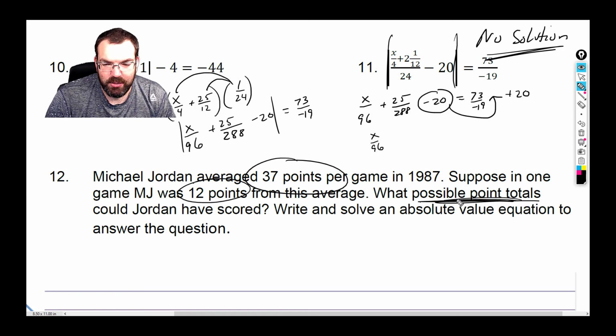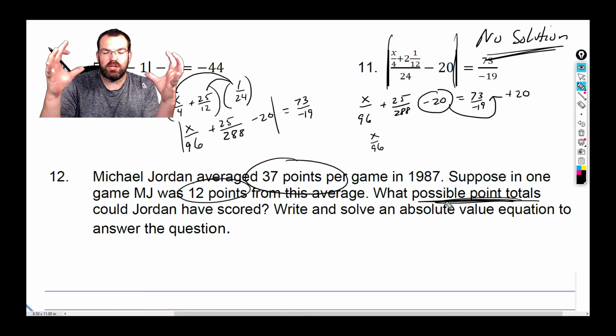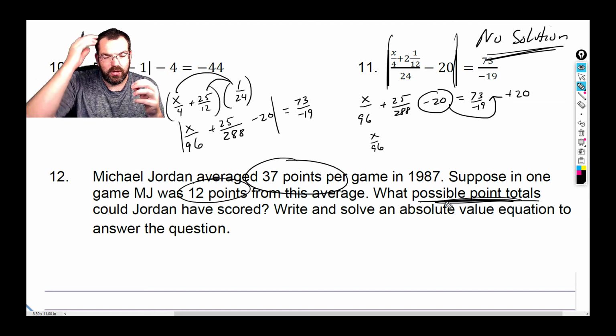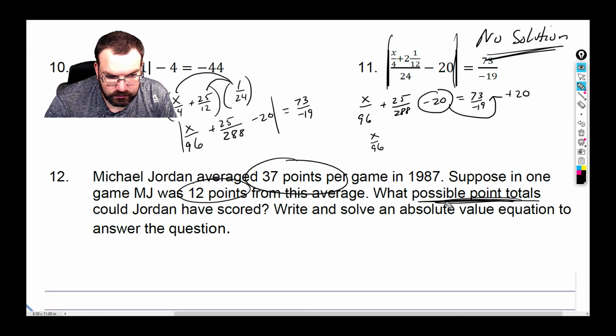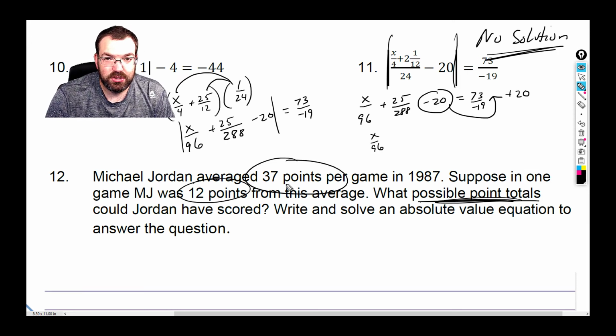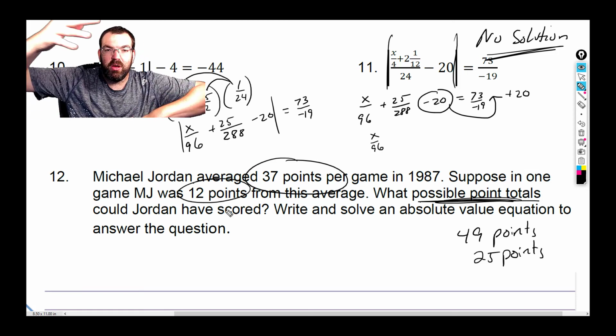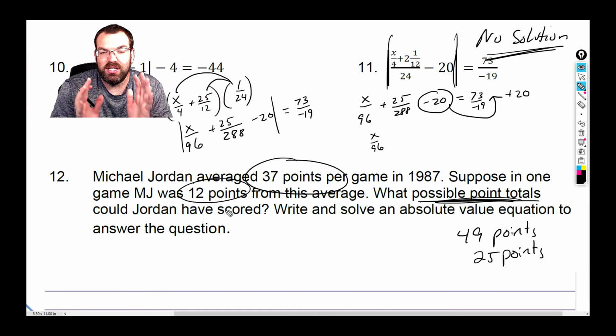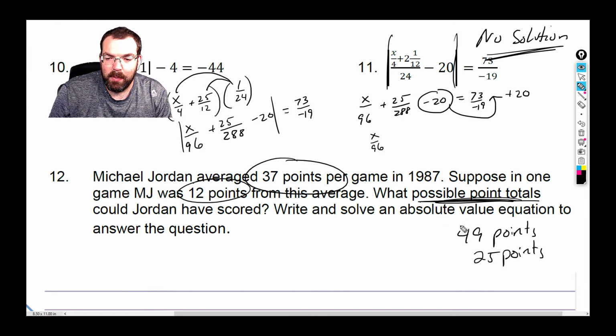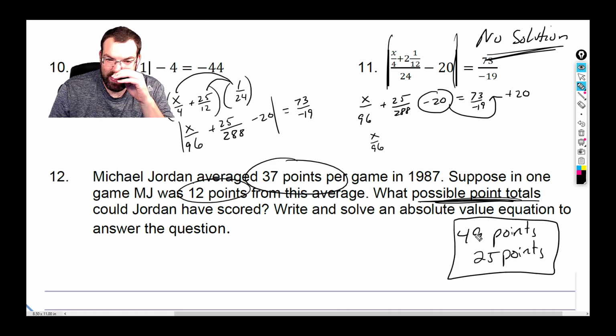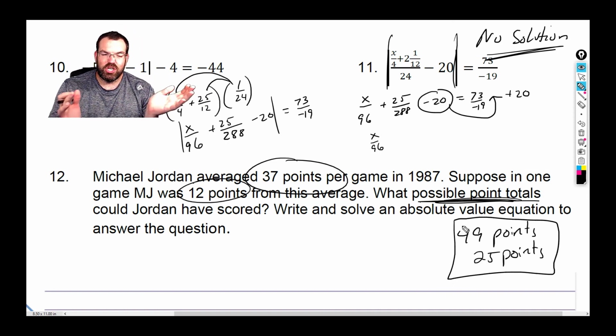So this is very important here. I want to find the range of values that he can technically score, or the possible values that he could have scored. If you're just looking at this, if he's 12 points from his average, you could probably deduce the two answers. You can say, well, it's 49 points, because that's 12 points above 37, or he could have scored 25 points, because that's 12 points below. It doesn't say it has to be above or below. It just says it's from his average. It doesn't tell you above or below. I've got to come up with these values mathematically, not just guessing and checking.